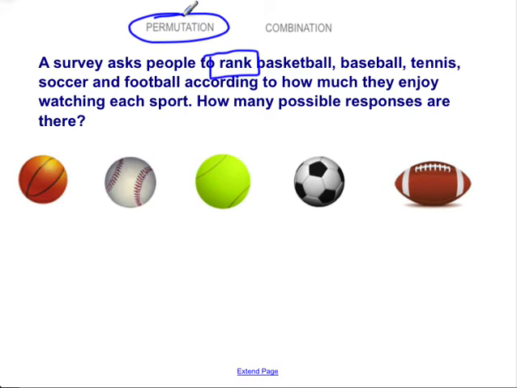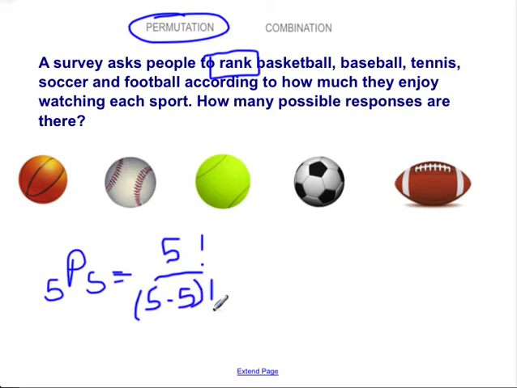And we're going to actually use all 5. So there's 5 sports, and we're going to arrange all 5 of them. So let's take a look at how this looks in the permutation formula. You're going to get 5 factorial divided by 5 minus 5 factorial. Now you're probably thinking in your head, uh-oh, I have 0 factorial. Well, allow me to provide you with your mind blow of the week.